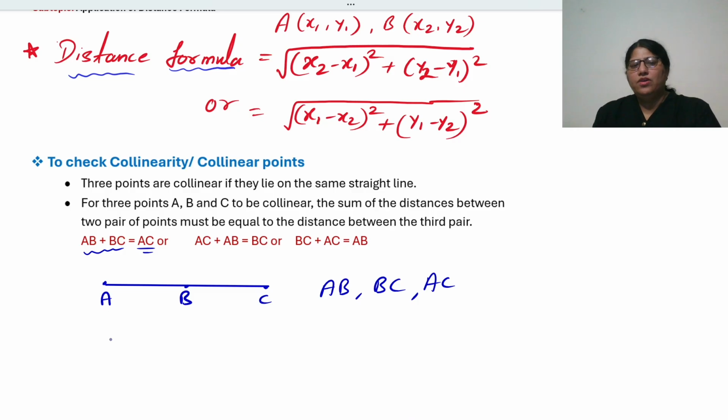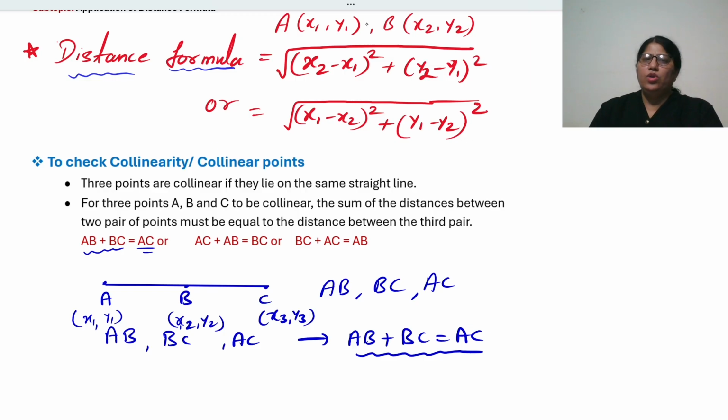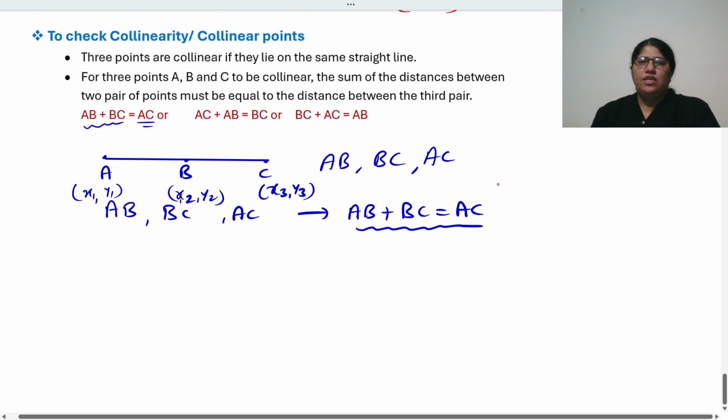Because AB is a distance, using the distance formula I will get the length of AB, because you will have your coordinates. Say the first coordinate is x1, y1, then x2, y2, and a third coordinate x3, y3. So I can find the AB length, then the BC length, and the AC length. As per the first condition, if AB plus BC is equal to AC, then you can say that A, B, C are collinear. But I don't know the position of these 3 points.